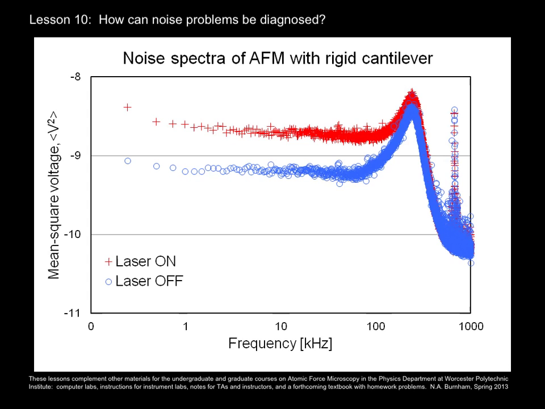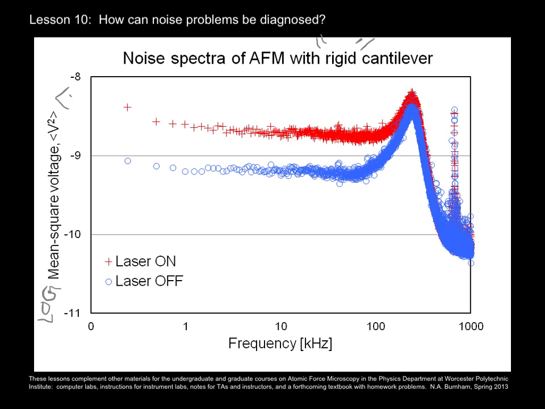Here are noise spectra of an AFM with what I would call a rigid cantilever. What that means is we're just shining the laser light off the back of a cantilever chip rather than a cantilever. We also turn the laser off and look at the signal from the photodiode then as well. The axes are somewhat different. In the y-axis, it should be a log. It's mean square voltage instead of voltage.